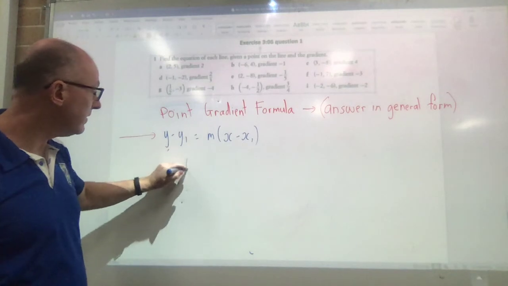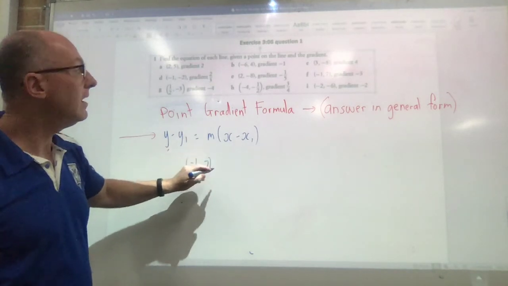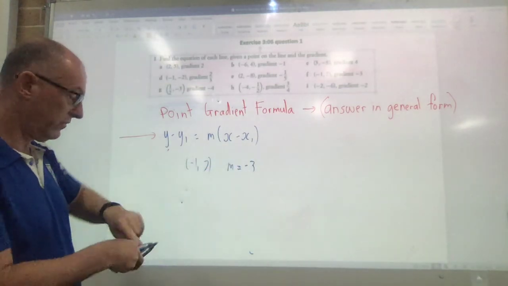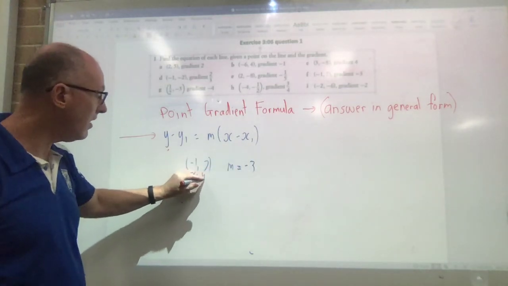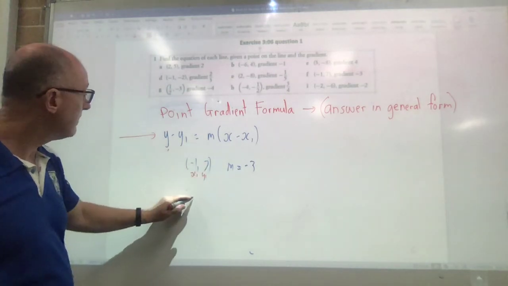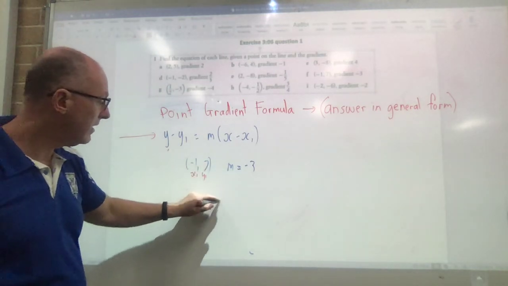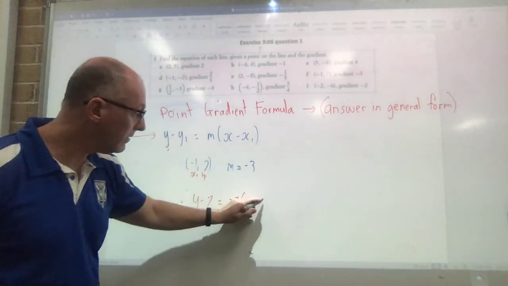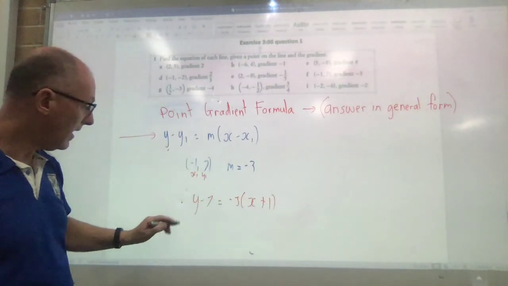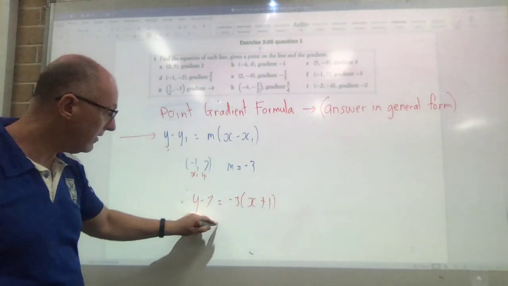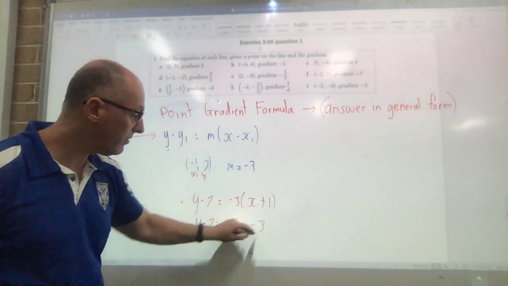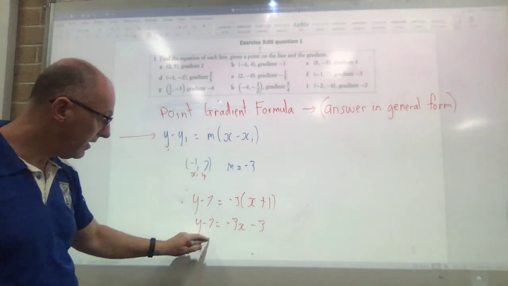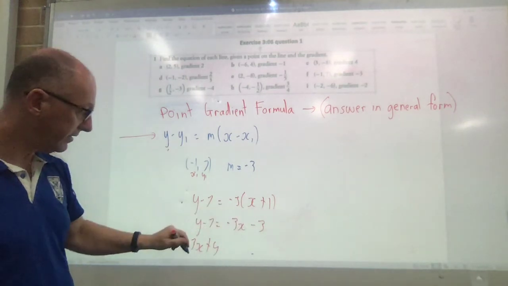F is minus 1, 7. Gradient is minus 3. Here we go. Reminder, this is x1, y1. That's a gradient. Just rushing a bit here. y minus 7 equals minus 3, x plus 1, is minus 1. y minus 7 equals minus 3x minus 3. Move the 3x across because it's minus 3x, plus y plus 3 across.